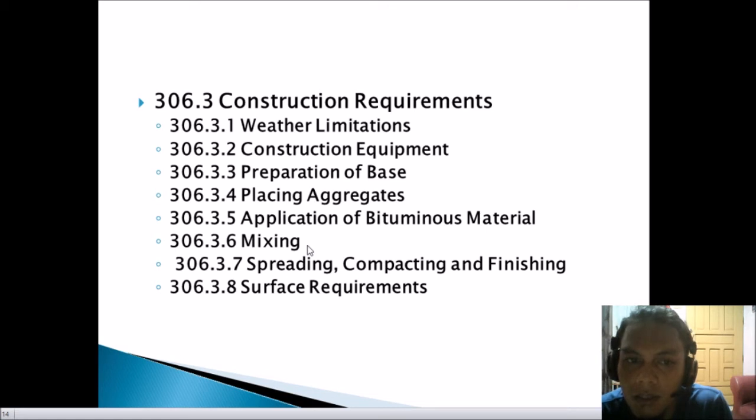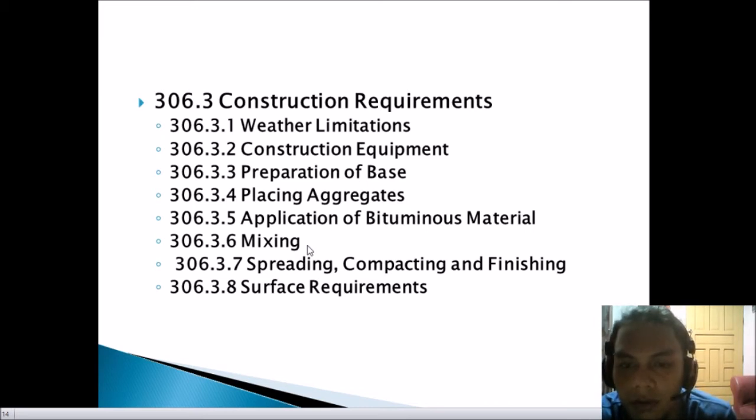So the mixing is in 306.3.6. When the mixing operation has been satisfactorily completed, the mixture shall be formed into a windrow. After the last application of bituminous material and partial mixing, the entire mass of bituminous material and aggregate shall then be rolled on the road surface and mixed. If the mix shows an excess, deficiency, or uneven distribution of bituminous material, the condition shall be corrected by the addition of aggregates.